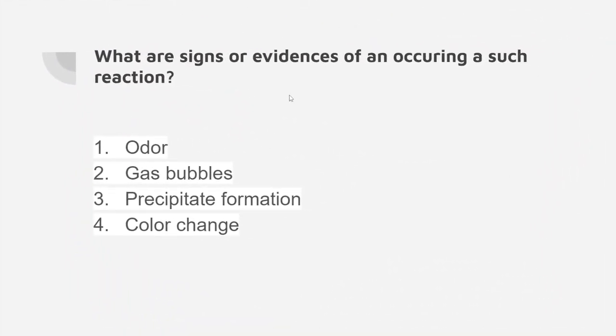Signs or evidence of a chemical reaction occurring. The first is odor. The smell of the substances may change after a chemical reaction. Bubbles may start to form when a chemical reaction happens. Precipitation formation means a solid forms under the liquid during a chemical reaction, and the color may also change during the chemical reaction.